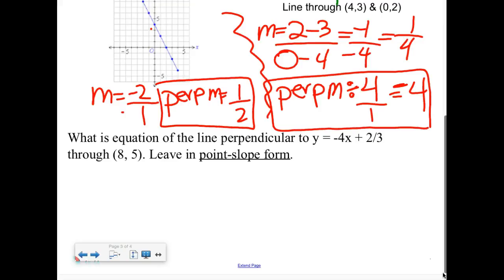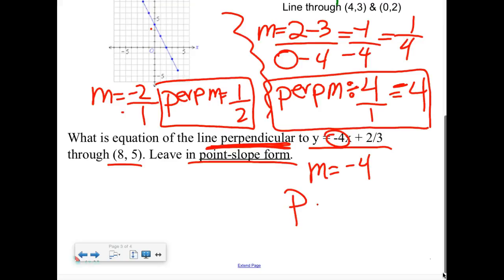Now, it's very important that you are reading the directions. What kind of line are they asking for? They're asking for a perpendicular. We were given an equation, we're given a point, and again, we're leaving it in point slope form. Very nicely, this equation is in slope-intercept form, so we know our slope already is -4.